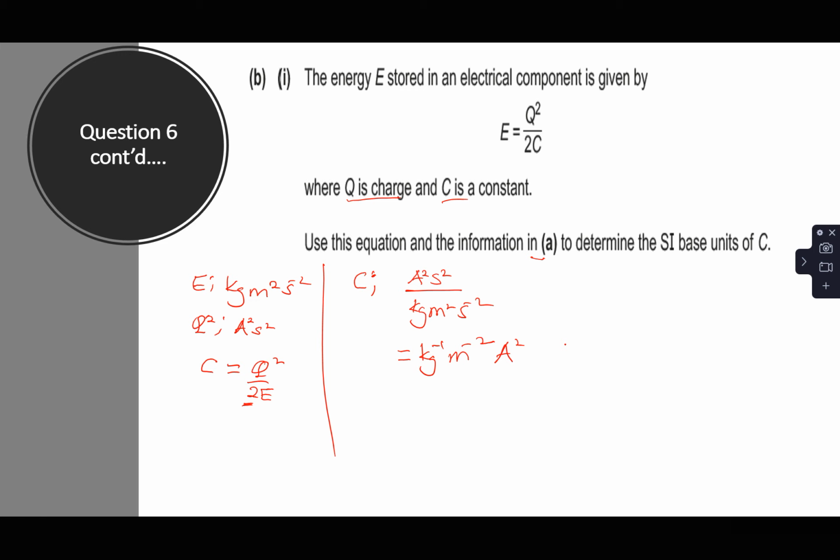And taking s power negative 2 up, we subtract the powers. So it will be s power 2 minus negative 2, which becomes s power 4. So this will become s power 4. So these will be the base units for the quantity C. I hope that is home and dry. That is very simple. Let's go to the next.